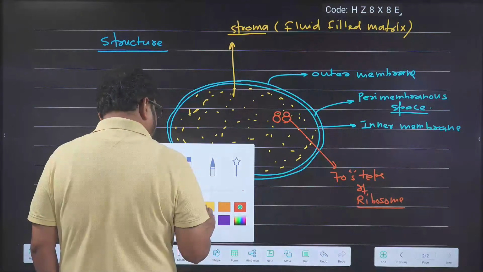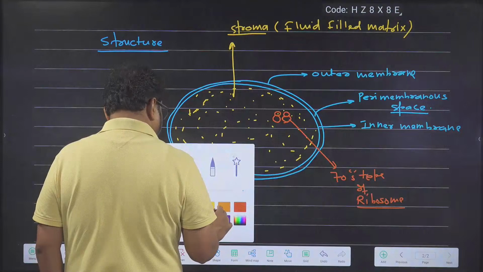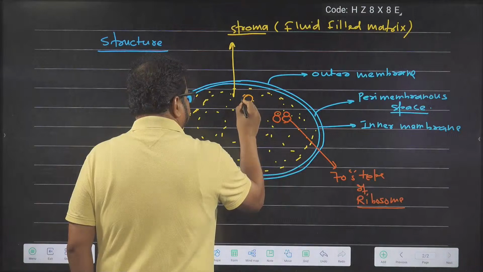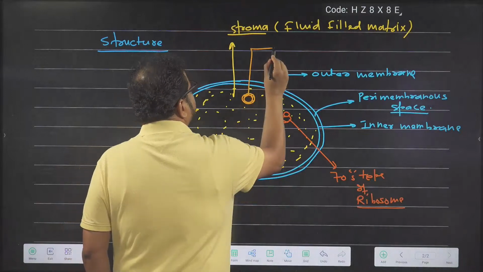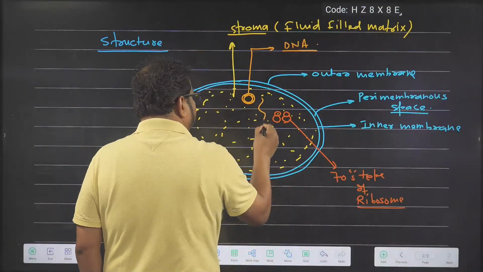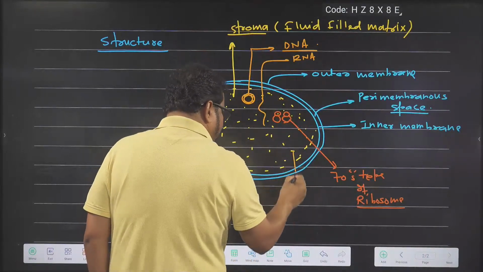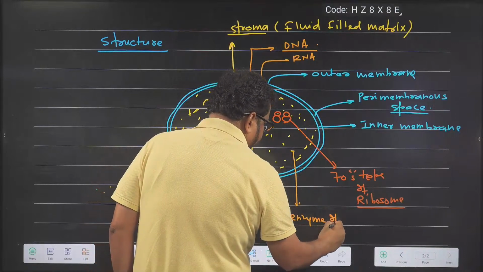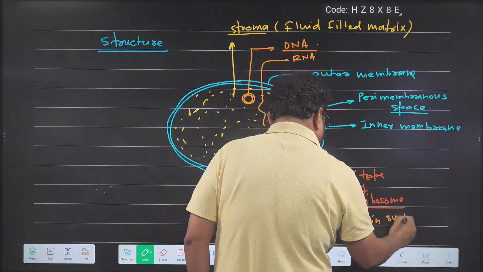Other thing present inside the stroma is what? It is double membranous, not double stranded, single circular DNA is there. DNA is present. Even who is present? RNA is present. Even who is present? Enzymes for protein synthesis are present inside the stroma.